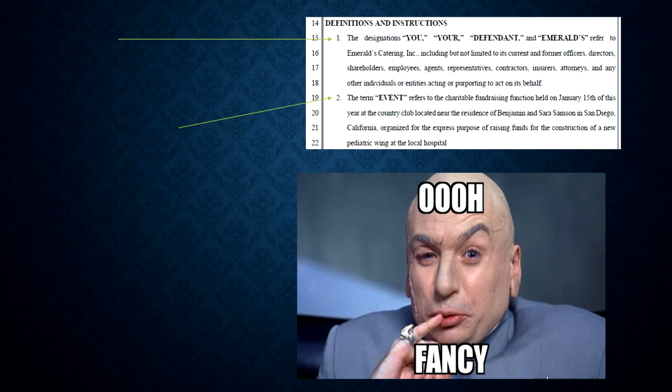Here are some of the specifics of the request for admission. Who is included? Terms like "you" or "defendant" refer not just to the company, but also to its employees, agents, attorneys, and anyone acting on its behalf. In this example, since I used the Emerald's Catering hypothetical, the event is defined as the specific fundraiser held on January 15th, so there's no confusion about what the questions refer to.